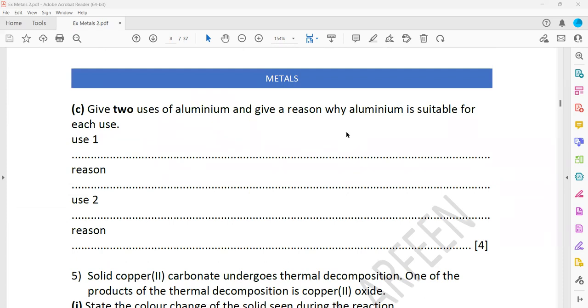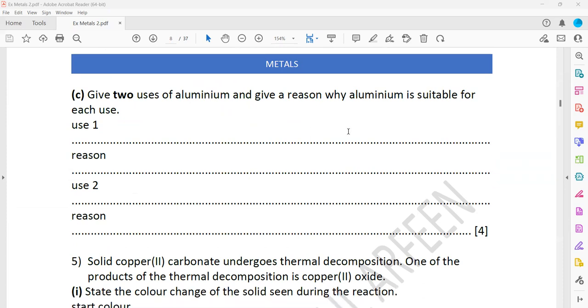Give two uses of aluminium and give a reason why aluminium is suitable for each. So what are the uses of aluminium and why can it be used for them? For example, if we say we use it to manufacture aircraft bodies, what is the reason for that?